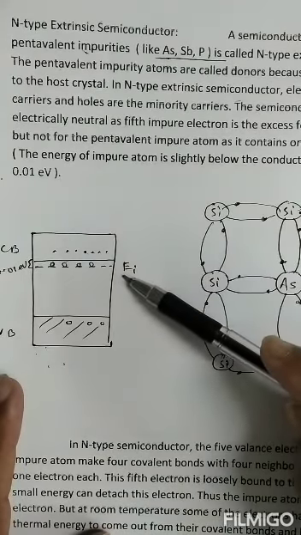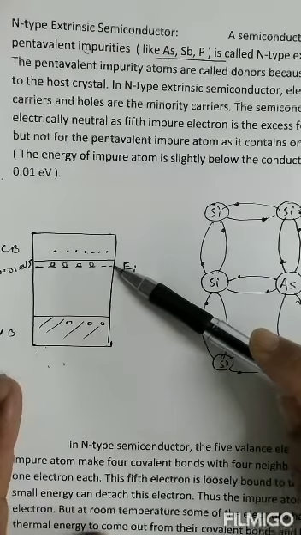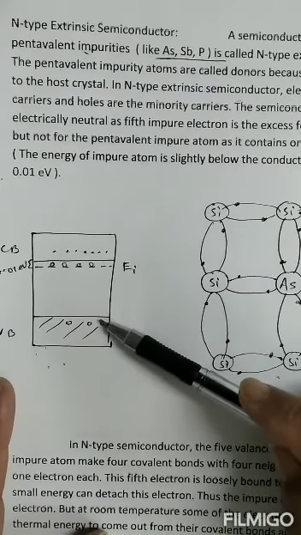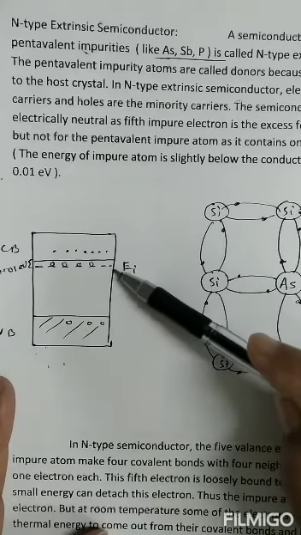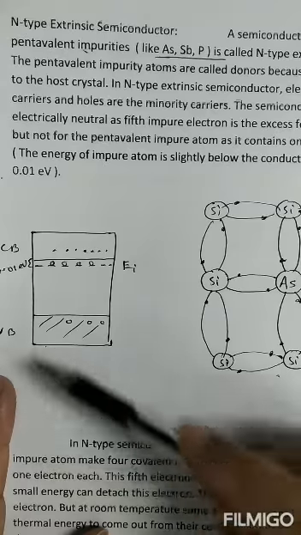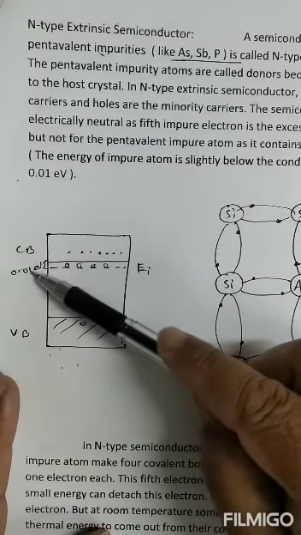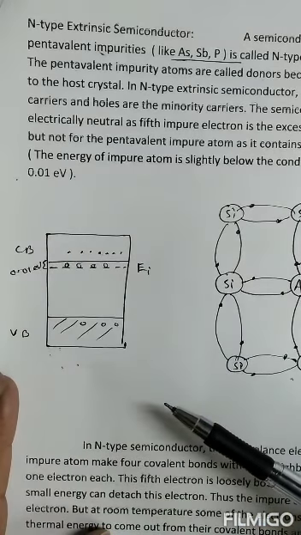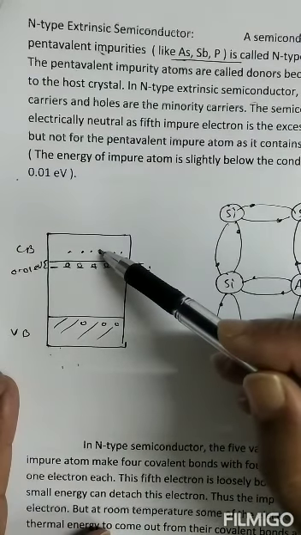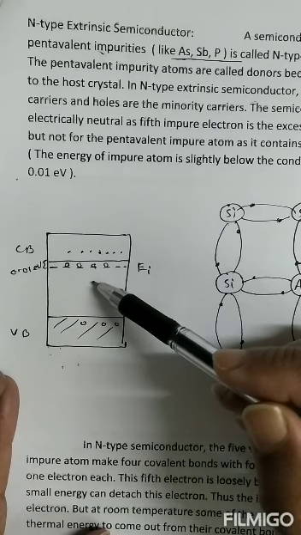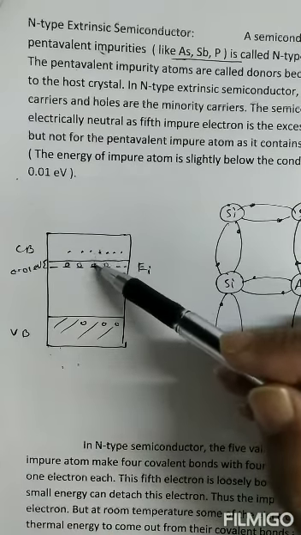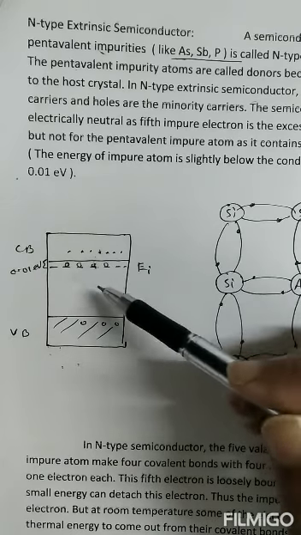What is the characteristic of the impure atom? The energy level of the impure atom is slightly below the lower value of the conduction band. This gap is very small, of the order of 0.01 electron volt. Since this gap is very small, electrons can easily jump from the impure atom to the conduction band.